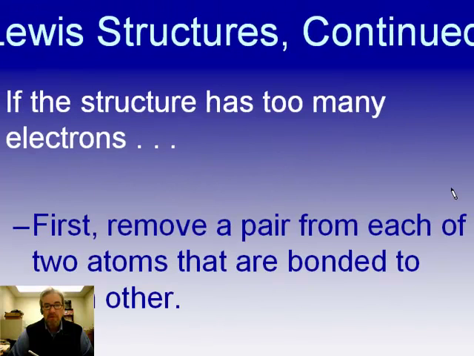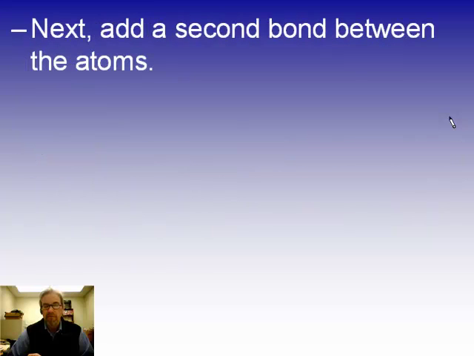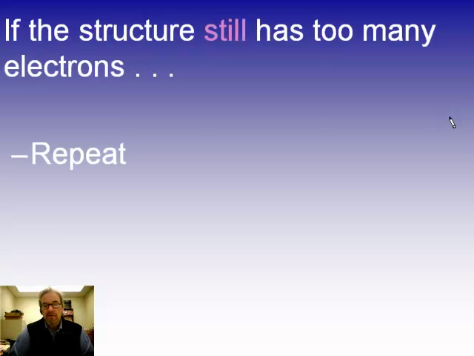Well, if the structure has too many electrons, the first thing you want to do is remove a pair from each of 2 atoms that are bonded to each other. That'll drop your electron count by 4 because you've taken 2 electrons away from one atom and 2 more from another atom. And the second thing to do then is add a second bond between the atoms. Well, that puts 2 of the electrons back. So every time you do this process, you drop the electron count by 2. But you retain stability because you're filling that octet back up. Then count again, and if the structure still has too many electrons, you repeat this process.